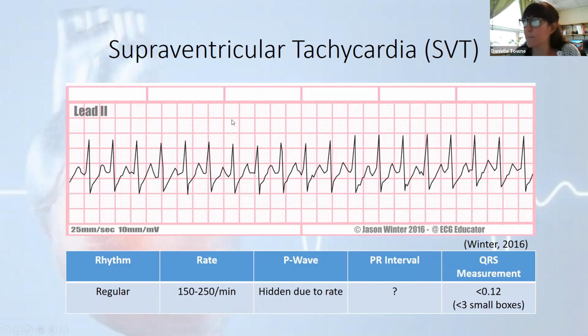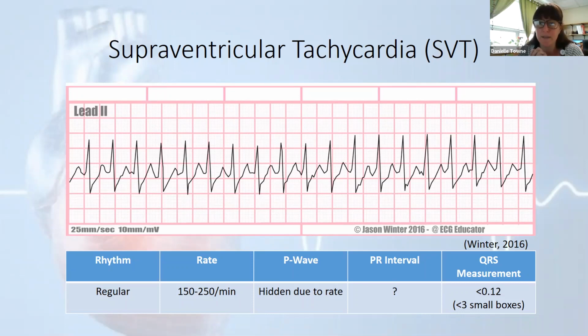It can be irregular, but because it's so fast, it can be really hard to see that it's irregular, if that makes sense. Because when something happens so quickly, even if you were to slow it down and it was irregular, when you speed it up and you push it all close together, it can actually look regular. So it can be deceiving. The rate is above 150.